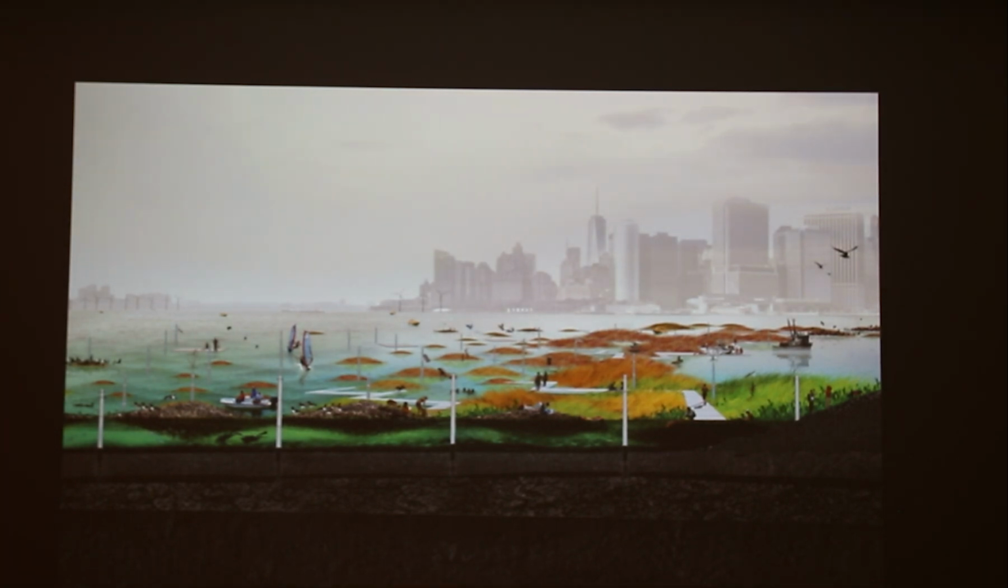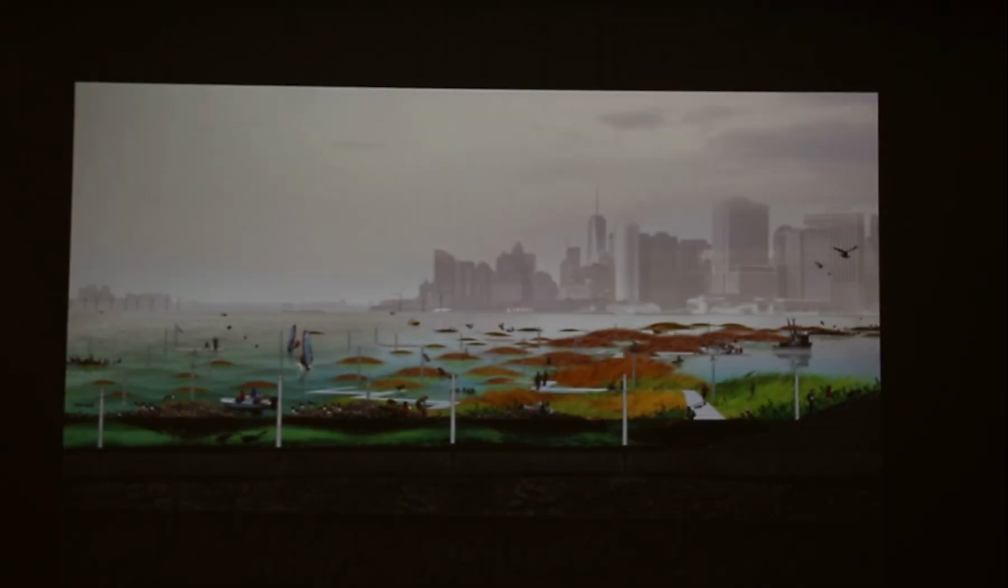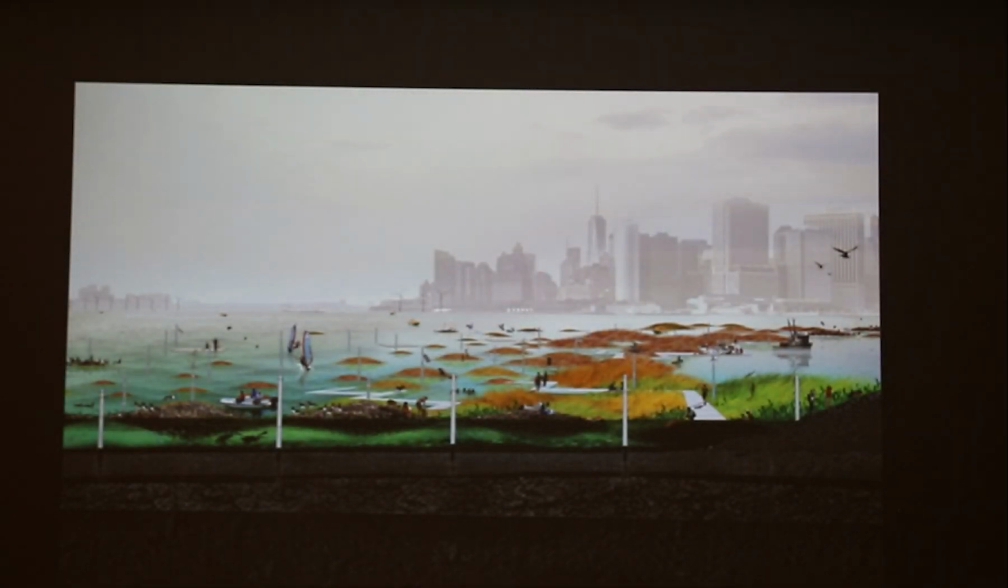It is called a Superfund site, meaning there's a lot of funding to be able to clean it. And Kate Orff's proposal was actually to clean it with the oyster, which can actually filter the water, and develop entire oyster shells, oyster beds in the zone.